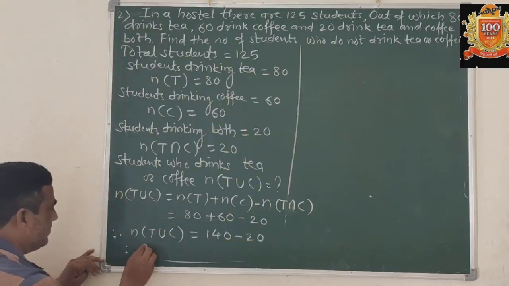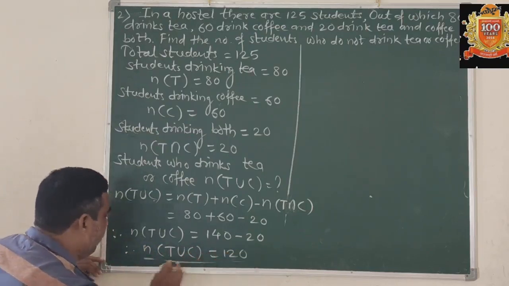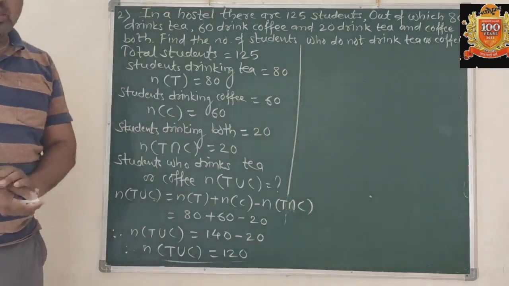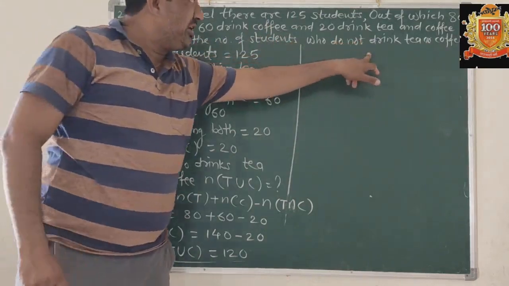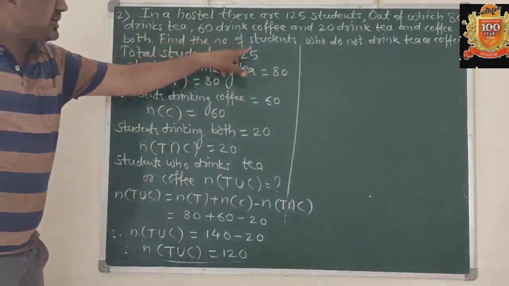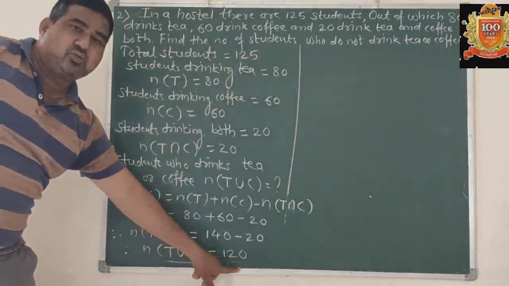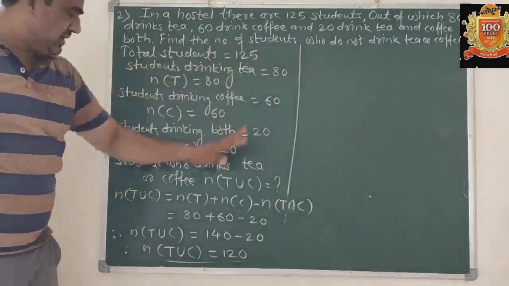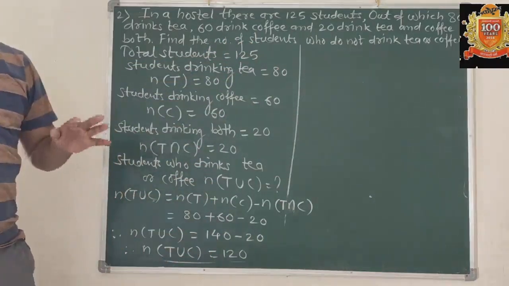So here, the number of elements in T union C equal to 120. How many students are there? 125. Out of 125, 120 students drink tea or coffee. Total 125 students and students who drink tea or coffee, that is 120. So remaining do not drink anything.